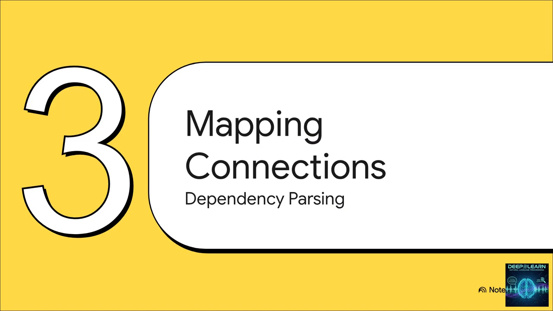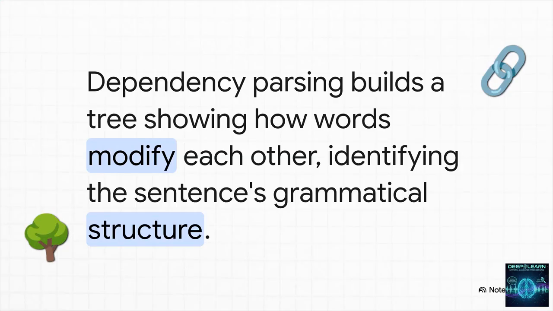Okay, so let's recap. The machine has the topic, and it's identified the key parts. Now for the truly complex step, figuring out how all those parts connect to each other to actually create meaning. This process is called dependency parsing, and it's kind of like creating a grammatical family tree for the sentence. It finds the main verb, that's the root, and then it maps out every other word's relationship to it. It's how the machine finally understands who did what to whom.